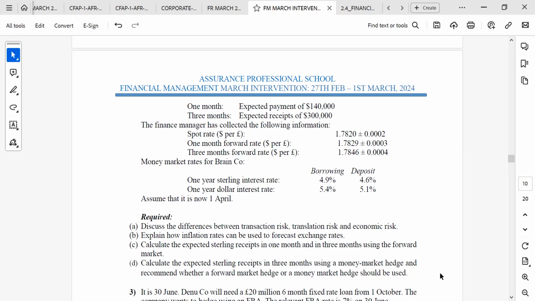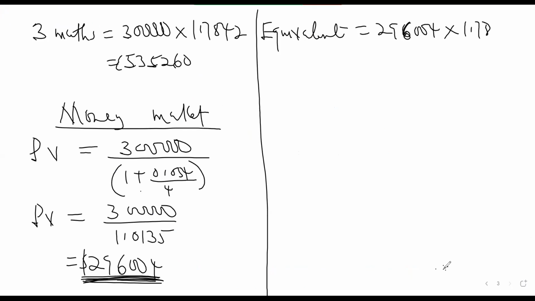So 1.7820 minus 0.0002. I'm having, so we multiply this by 1.7818. Okay, times 296,004. I'm having 527,419.93. So this amount will be put on a deposit.